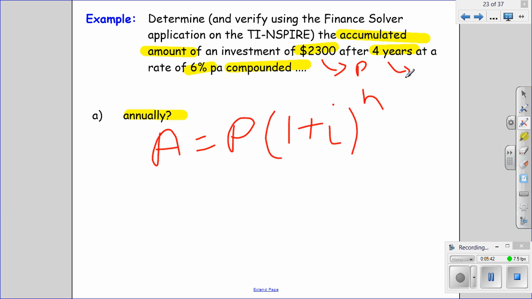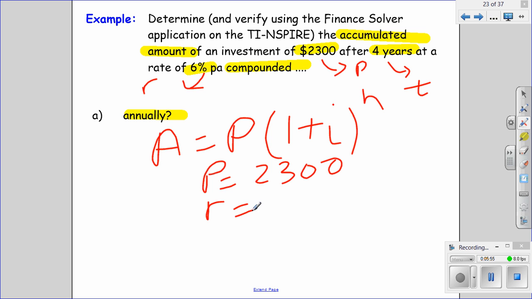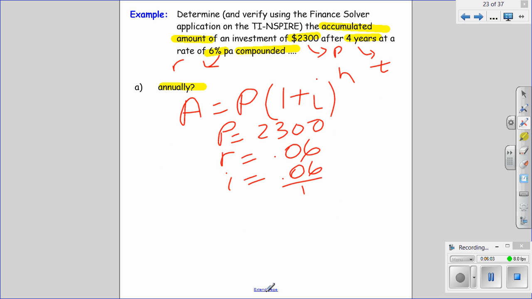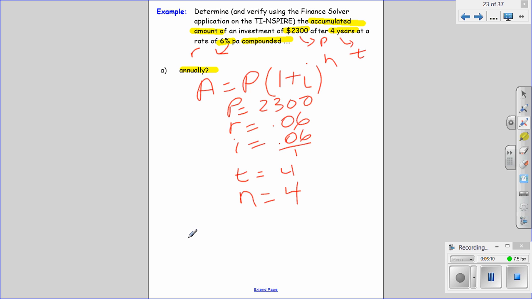Now, let's go to the equation. 2,300 is principal, 4 is T, and the 6% is R. So we need to be very careful what we're plugging in. My principal is 2,300. My interest rate is 0.06 because of course I have to work in decimals. And i is going to be 0.06, and I'm just dividing by 1 because it's annually. T is 4, and because it's annual, n is also 4.